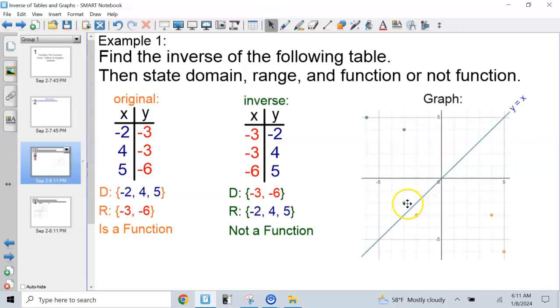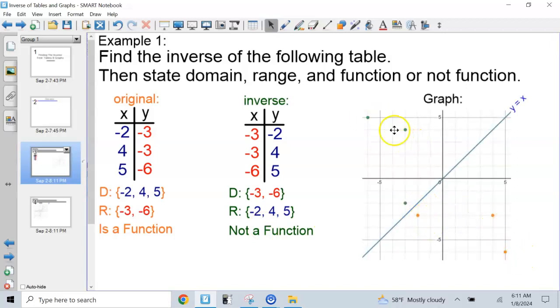Here's a graph. The 3 orange dots are the original, the 3 green dots are the inverse. Notice it fails the vertical line test right here. Here's the diagonal line y equals x, that's the reflection.